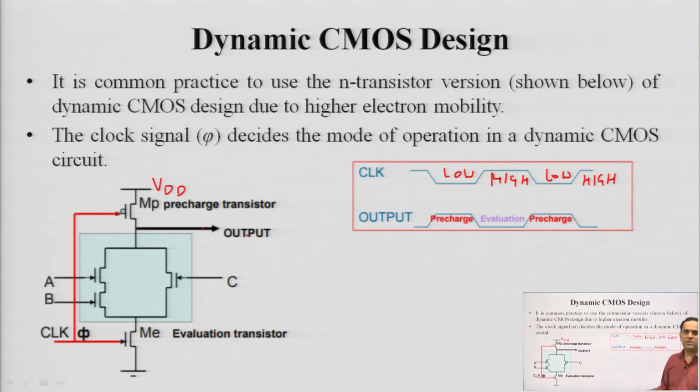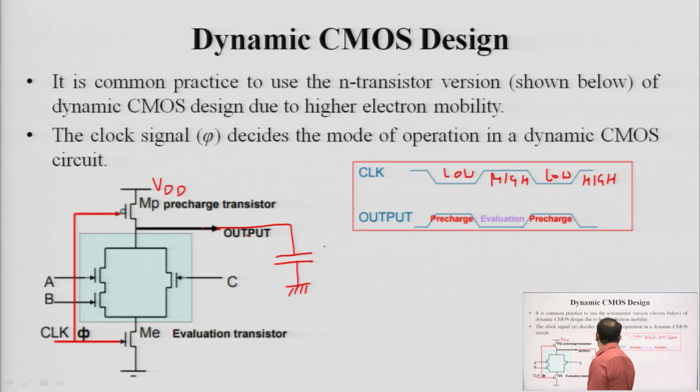The only thing which can happen at the output is, if I connect a capacitor here, this capacitor starts to charge. Assuming that it does not have any charge initially at time t equal to 0, when you apply negative clock, or when the clock goes low, your load capacitor starts to charge. It is going to go through a phase of pre-charging. So, it goes from 0 to VDD in a certain amount of time.